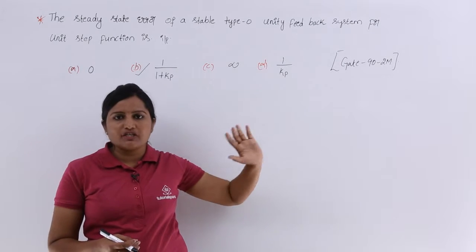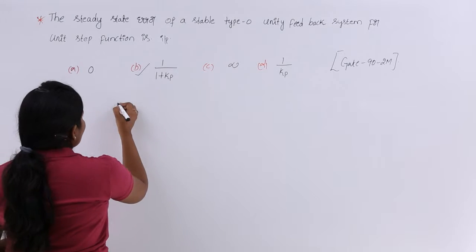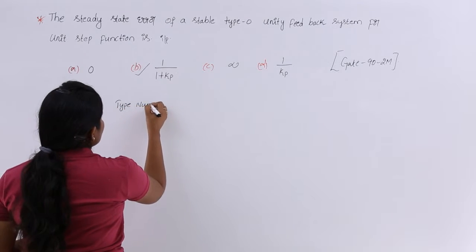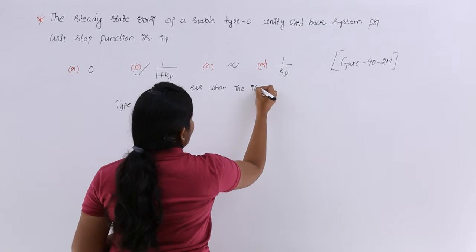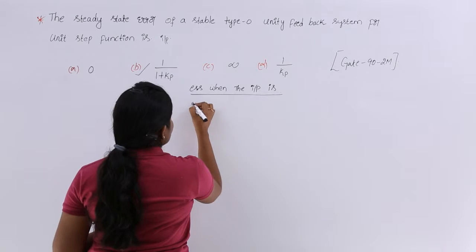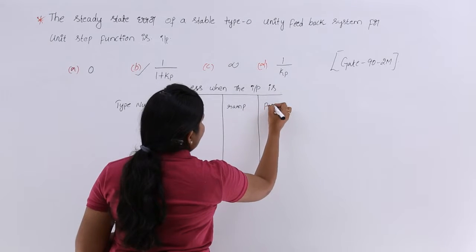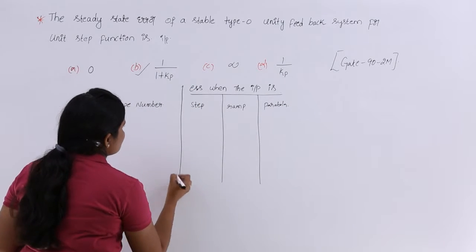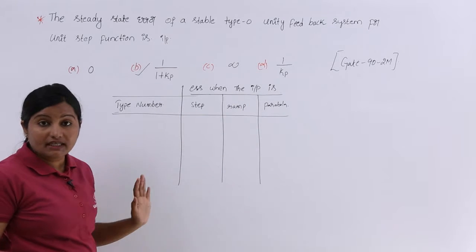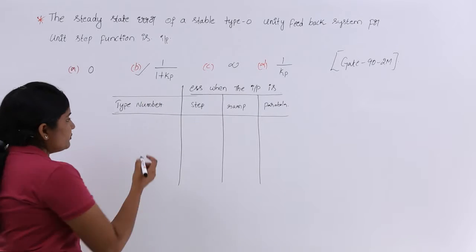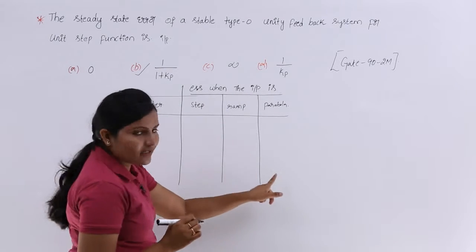If they give a unit ramp combination, a type 1 combination, or a type 2 combination, you can solve anything. So, now I am going to take the type number of the system here, and here ESS when the input is unit step, unit ramp, parabola. This is the table I am going to consider. For a type number and a specific input, I will determine the ESS using this table. Type number 0, 1, 2, 3, maximum type 3 we will take.